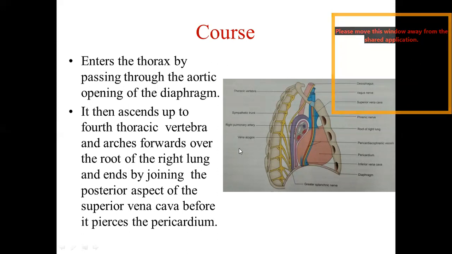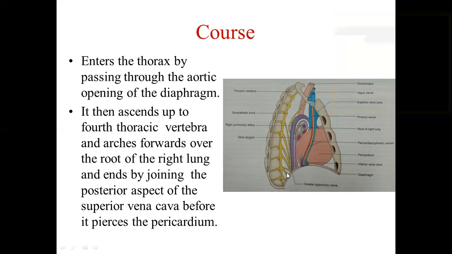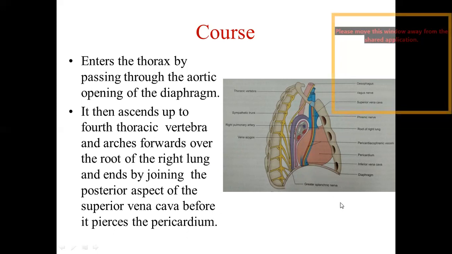Now, you know there is a diaphragm, which is a partition between the thoracic and the abdominal cavity. This diaphragm has many openings, one for the esophagus, which will continue down with the stomach, one for the aorta. So through the aortic opening, we have the ascending route of the azygous vein. So through the diaphragm, it enters into the thorax upward. Aorta goes downwards and the azygous vein turns upwards. Then it ascends to the fourth thoracic vertebra.